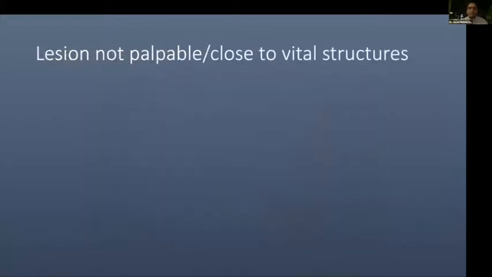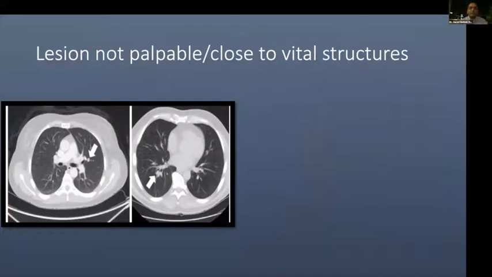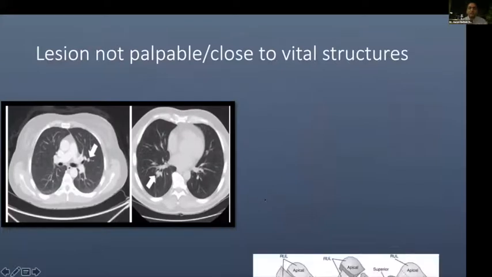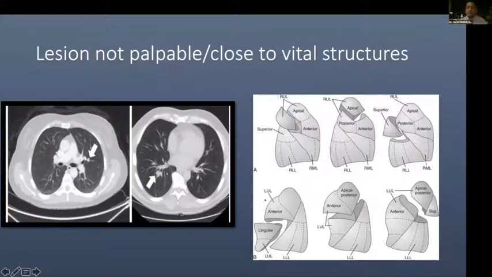But what happens if the lesion is not palpable, or it's very close to vital structures? Again, I think Prof. Mann will be talking about segmentectomies, and generally you can then localize the lesion by doing an anatomical segmentectomy to resect it.